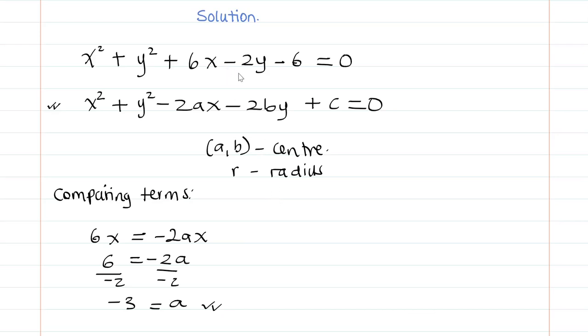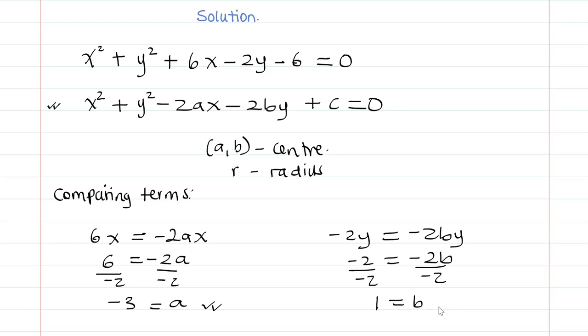How do we get the next coordinate? Negative 2y corresponds to negative 2by. So negative 2y is the same as negative 2by. The y and y will cancel if we divide both sides by y. Therefore, we shall be left with negative 2 equals negative 2b. Then we divide both sides by negative 2. Negative 2 divided by negative 2 gives us positive 1. So 1 will be equal to b. So the next coordinate of the center, b, is 1.